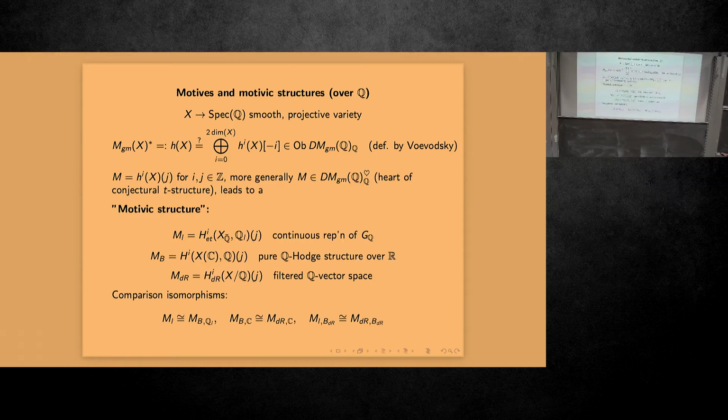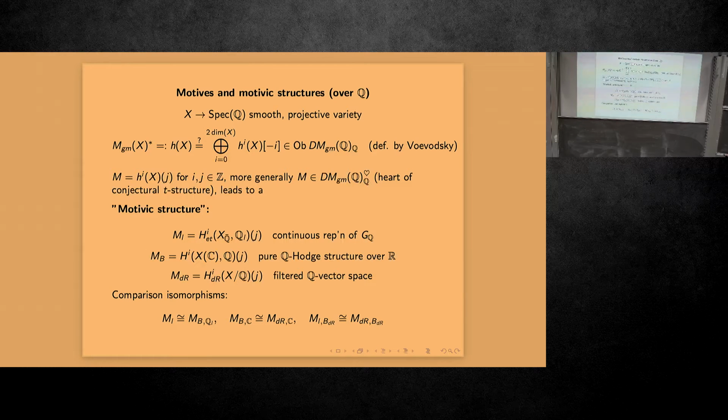Another thing about motives is that the same motive occurs in many different varieties. For example, the motive of a point, Q(0), occurs in any variety as the H^0, if the variety is connected. So this motivic formalism is kind of already a bit removed from geometry. It's linear algebra.